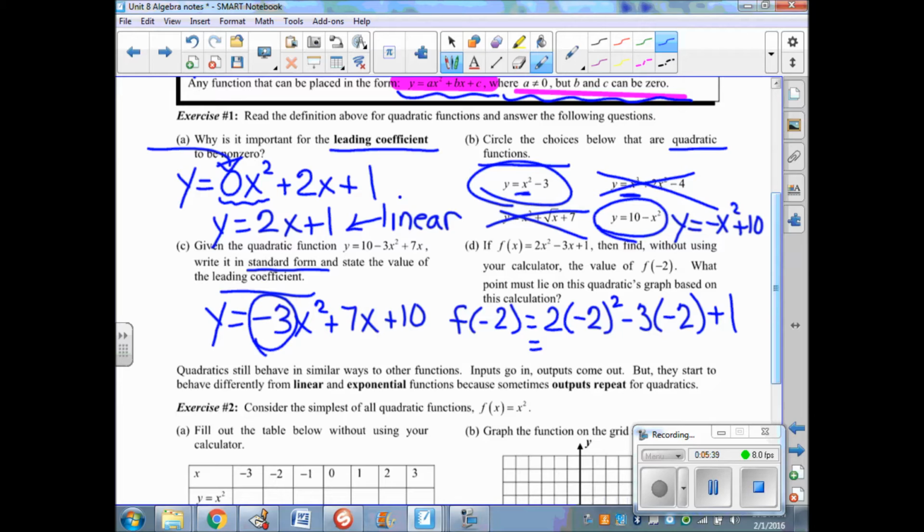Notice I always put parentheses around whatever I'm substituting. In this case, it's a negative, so those parentheses are even more important. So I end up with 2 times 4 plus 6 plus 1. That's 8 plus 6 plus 1, okay, which is 15.